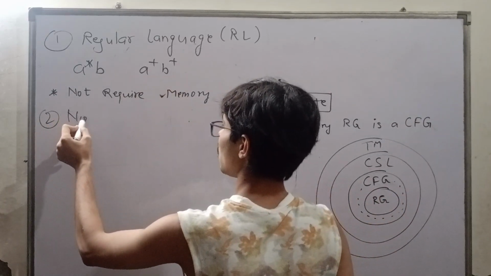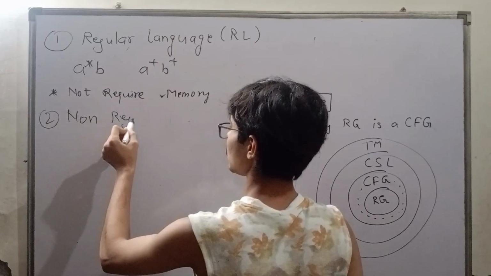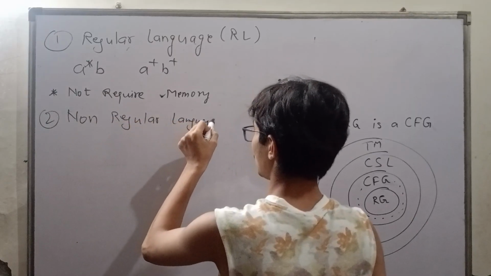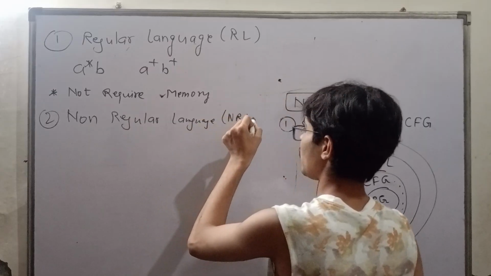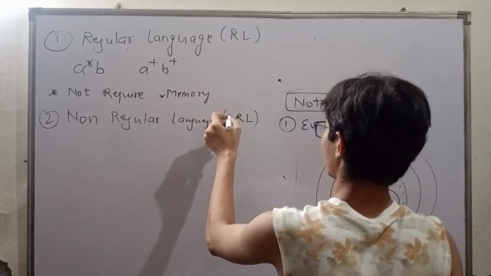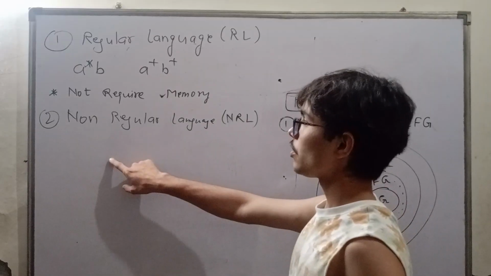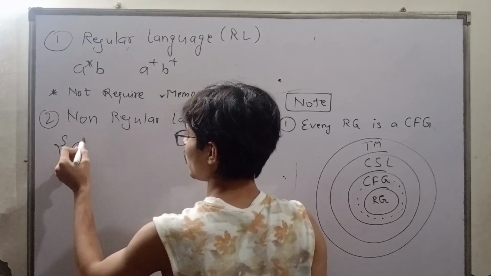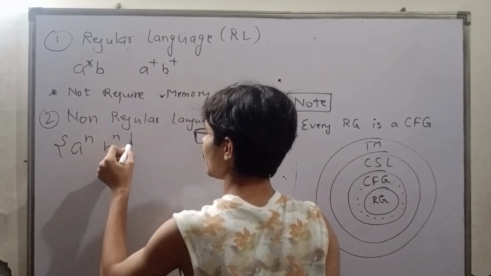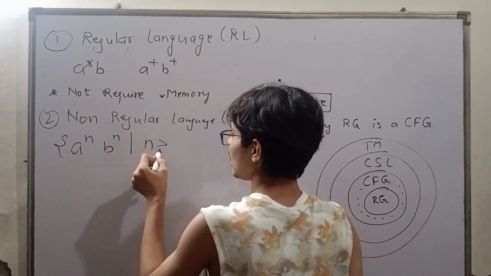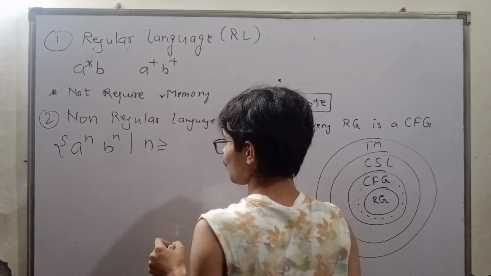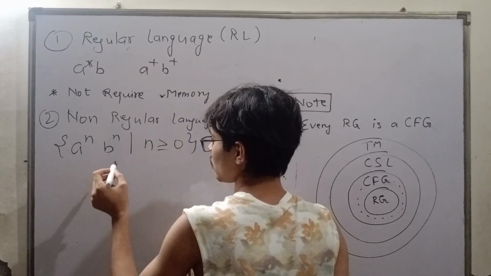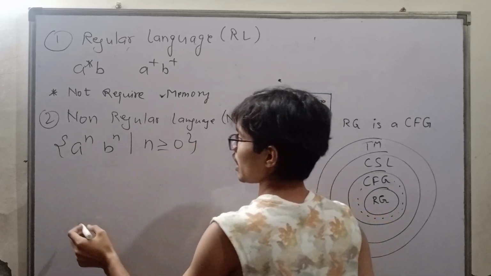Let's see non-regular language. Non-regular language is language which requires memory. First of all, write some non-regular language: a power n, b power n, where n is greater than or equal to 0. So this is our non-regular language.